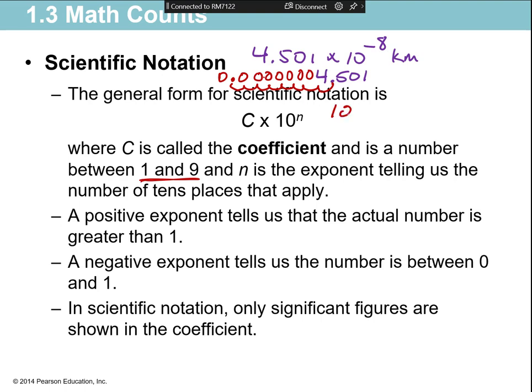So what if I have a really big number? Where's my decimal place here? If you don't see it, where is it?